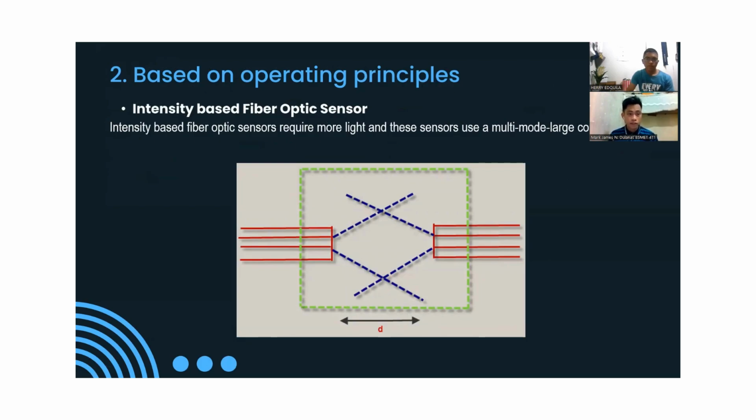The second is based on operating principle. Intensity-based fiber optic sensor: an intensity-based fiber sensor requires more light, and this sensor uses multi-mode large core fibers.